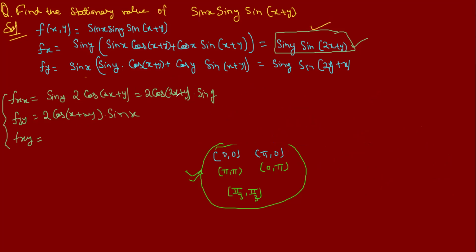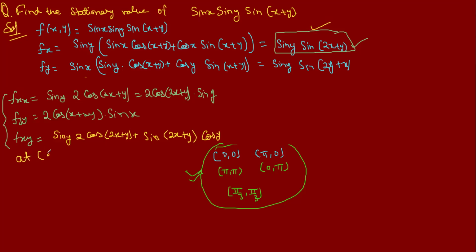Now differentiate with respect to y. Sin y, 2 cos 2x y, cos y. Here you can use the formula, but here 2 sin a cos b plus sin a cos b is there, right? Again, the formula cannot be applied, right? If the formula is not applied, then put the values directly.